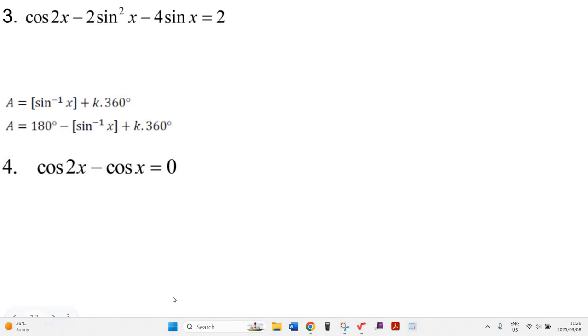Okay, let's try this question here. I messed it up the first time around, so this is the second try. Here's the question. You've got cosine 2x minus 2 sine squared x minus 4 sine x is equal to 2.